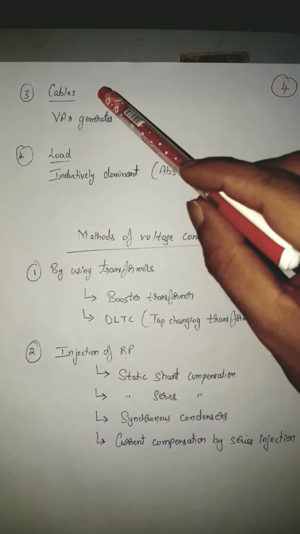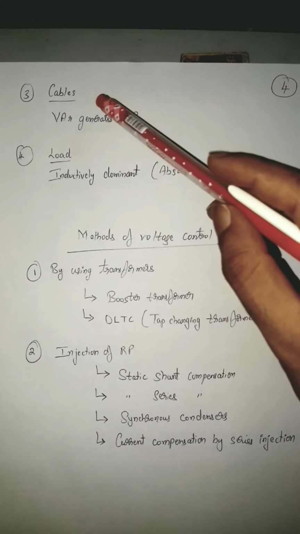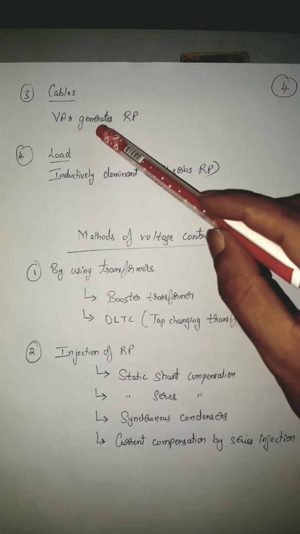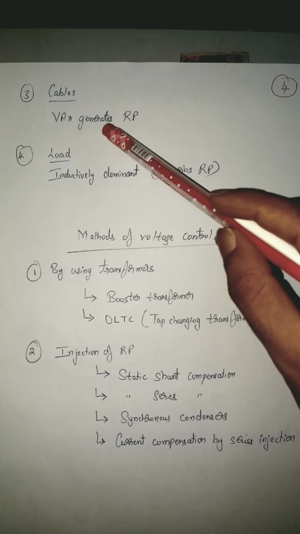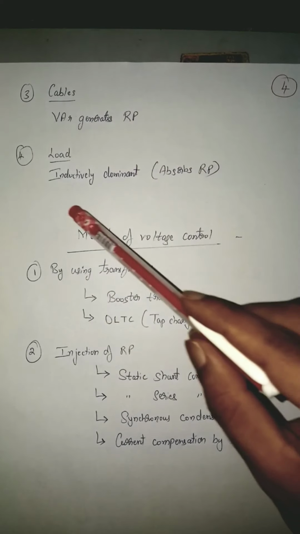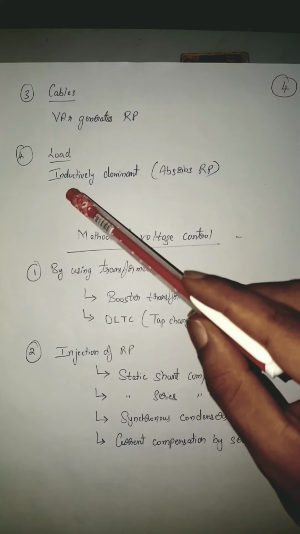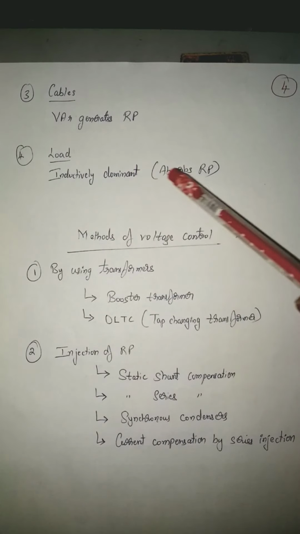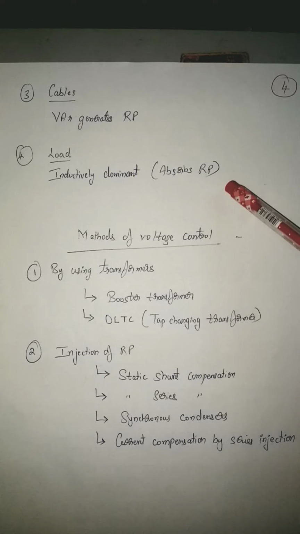Next, we are going to talk about cables. Most of the cables are capacitively dominant, so they act as reactive power generators. They tend to generate reactive power. And then coming to the load, as you know already, it is inductively dominant. Majority of our load is inductive, so obviously it's going to absorb reactive power.